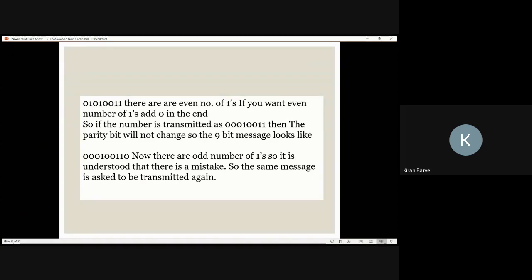Now the receiver sees that there are an odd number of ones. So he understands that there is some mistake in the message. He tells the sender to send the same message again. So, next slide.